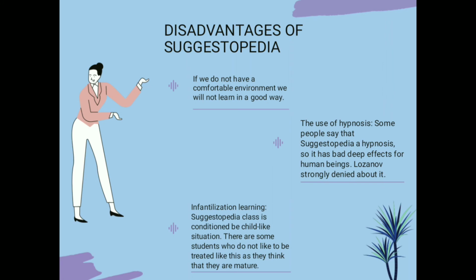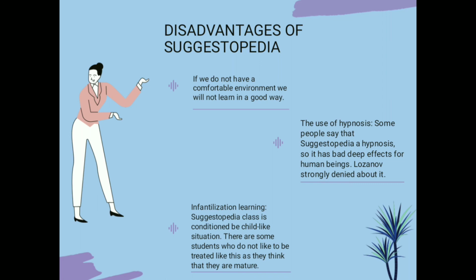The disadvantages of Suggestopedia. First, if we do not have a comfortable environment, we will not learn in a good way. Second, the use of hypnosis. Some people say that Suggestopedia is hypnosis, so it has a bad deep effect for human beings. Lozanov strongly denies it.